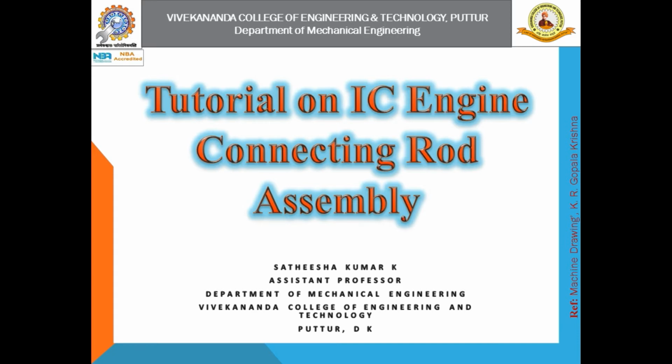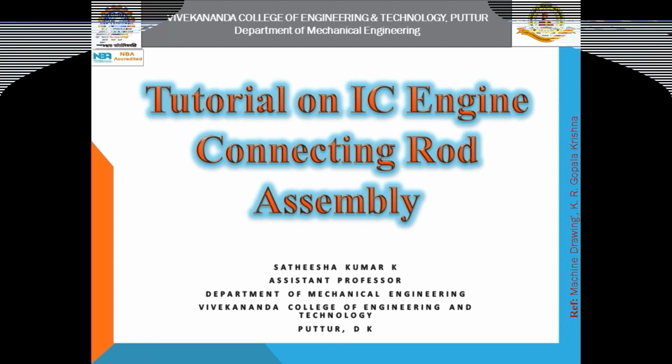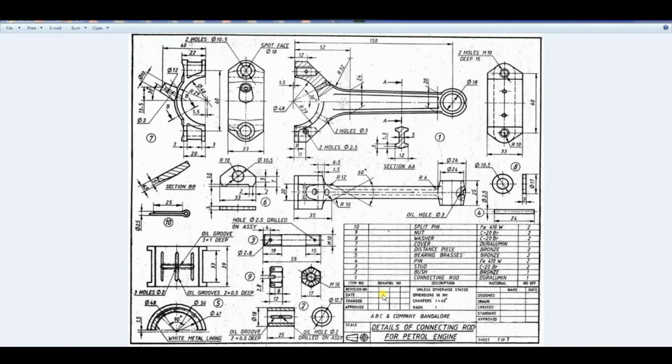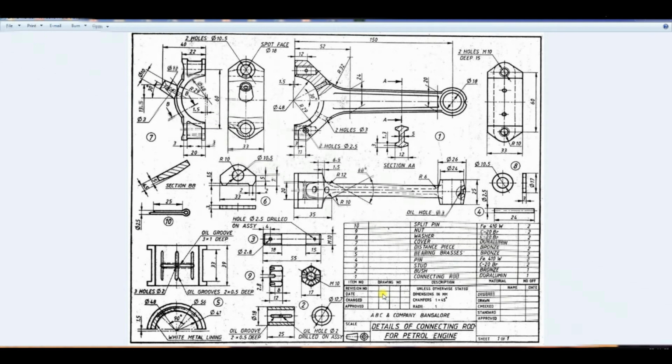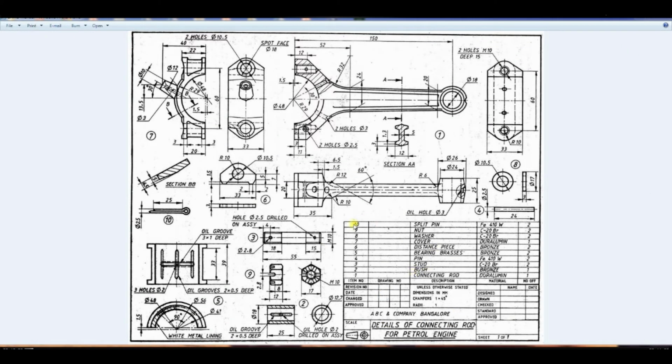In this session, I am going to explain the assembly of the connecting rod. Please watch the steps carefully for a better understanding of the connecting rod assembly. After completion of part modeling of the 10 parts under the connecting rod assembly, we have to save them in the desired folder. From that folder, we have to borrow the parts into the assembly sheet to complete the assembly drawing. The 10 parts are already done.